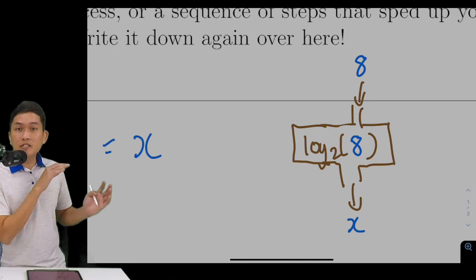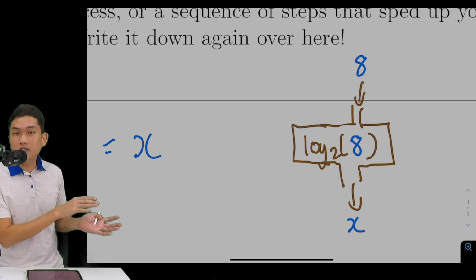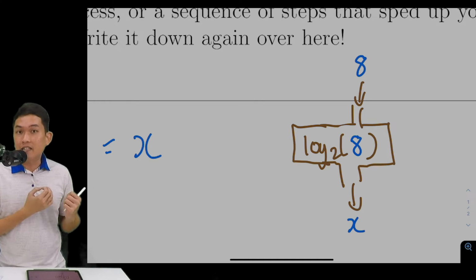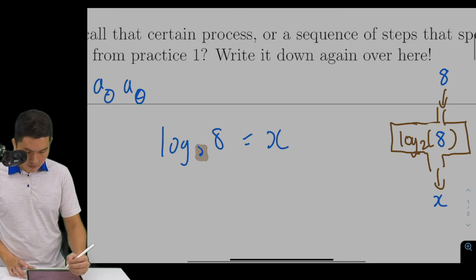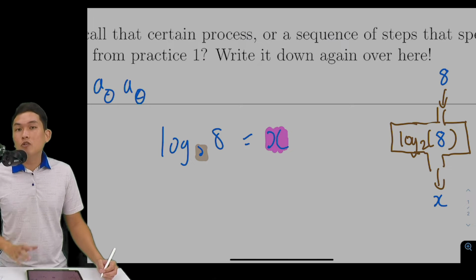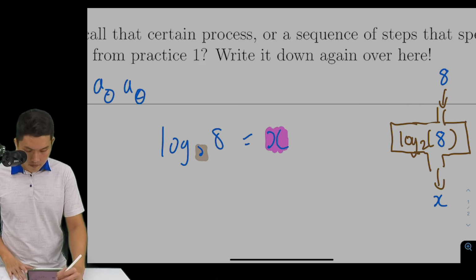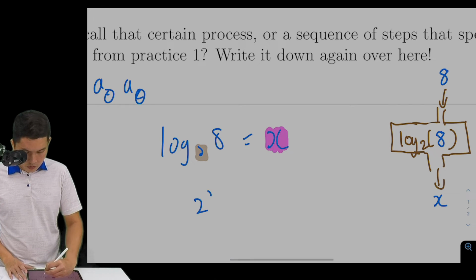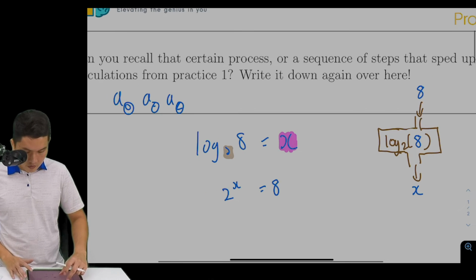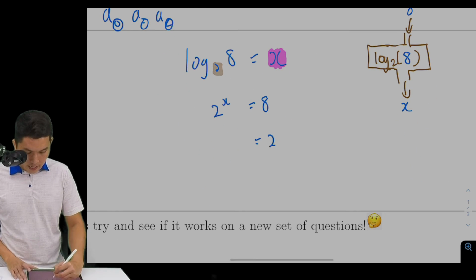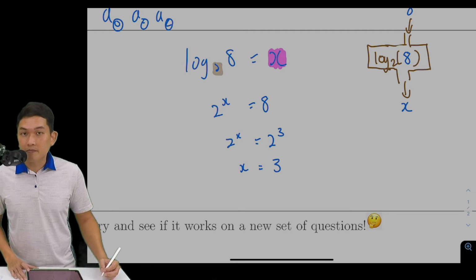And this x, the result or the output of the log function, is an exponent, it's a power. That is the second idea you need to have. So look for the base, look for the exponent, and that is all you need to change to exponential form. Because you can say that 2 to the power of x is equal to 8. And then from here, we can do simple manipulations by changing 8 to 2 to the power of 3. And by comparing powers, I can say x is equal to 3.